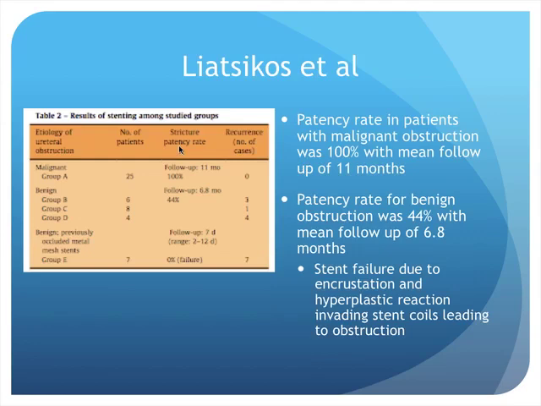The patency rate in patients with malignant obstruction was 100%, with a mean follow-up of 11 months. However, the patency rate for patients with benign extrinsic obstruction was much less, at 44%, with a mean follow-up of 6.8 months. They cited that stent failure in these patients with benign disease was due to incrustation, or this hyperplastic reaction they saw, which was invading the stent coils, causing obstruction.